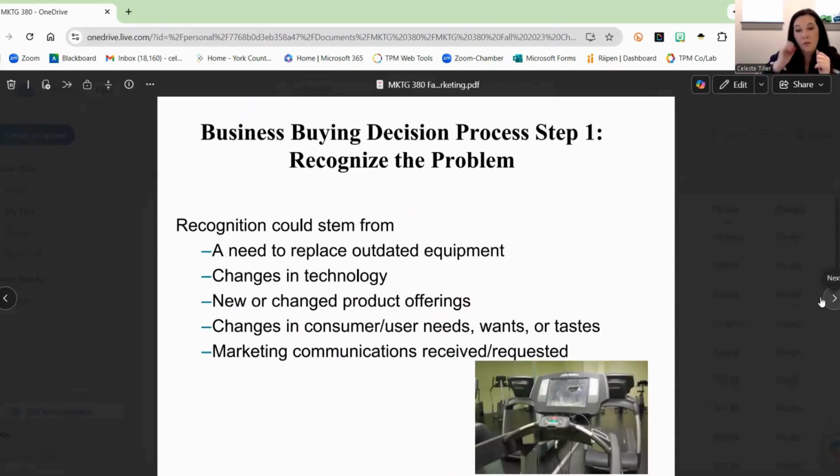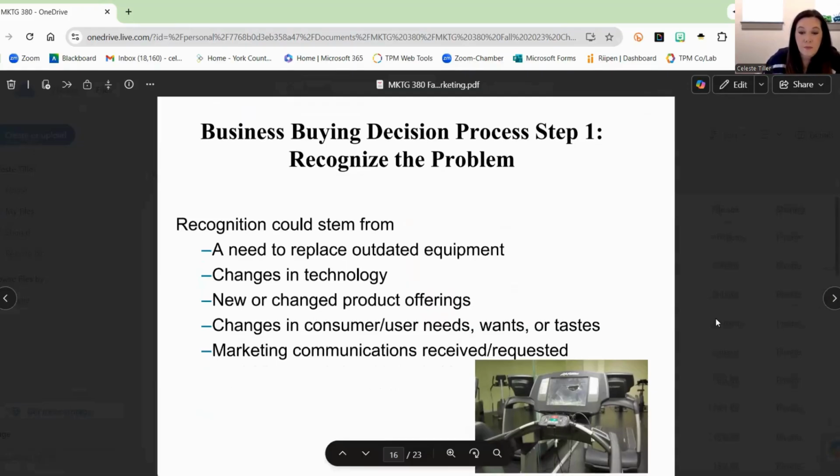So for a business, they've got to recognize that there's actually a problem. They might need to replace some outdated equipment. There might be changes in technology. They might want to offer some new products or change the products that they're offering. Plus, there might be changes in the needs and wants of the consumer, the person who's purchasing their products. And they also might have received some different communications in the marketing space where they've kind of gotten a clue that something needs to be done or changed.